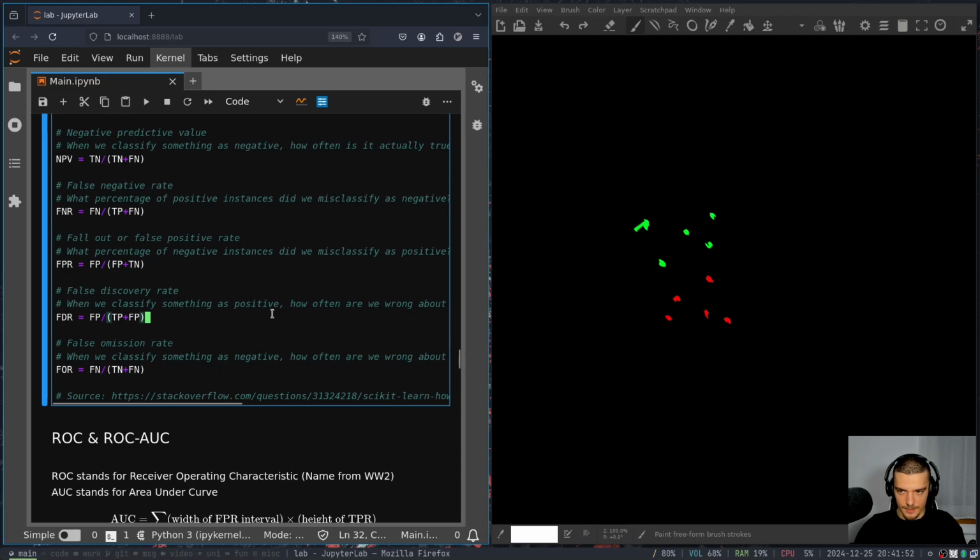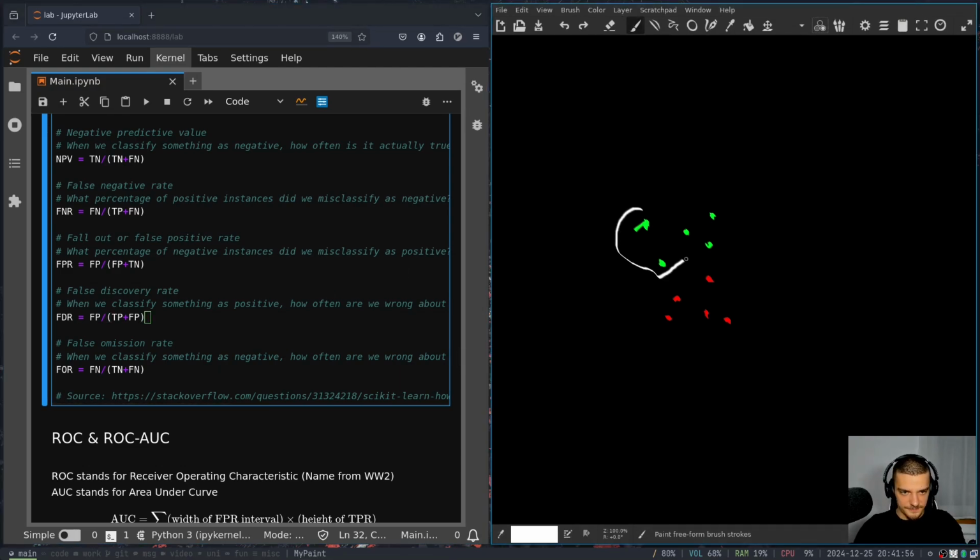You can think of this to be the opposite of the precision. So I classify something as positive. How many times am I wrong about this? 0% of the time. How many times am I wrong about this? 100% of the time, if I do it that way. And the exact same is true for the negative classes. So just swap the colors, swap cat and dog, and then you have the FOR.